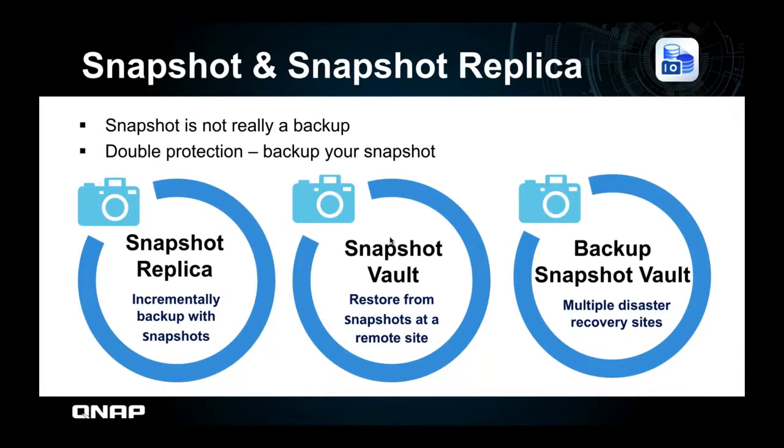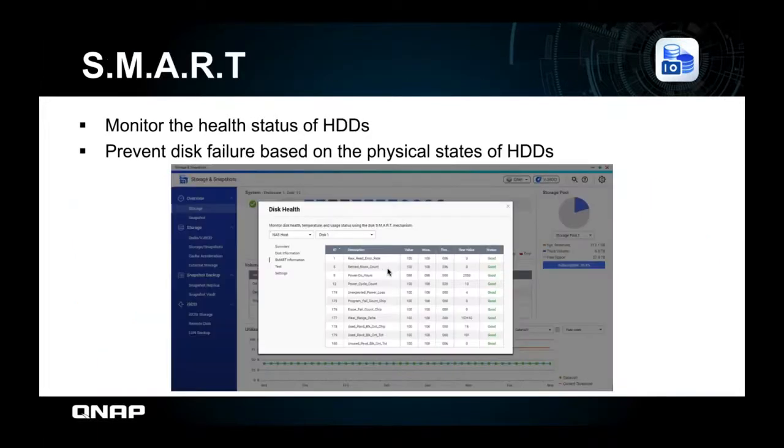Now, snapshot is not a backup. Snapshot is versioning. So if maybe your hard disks were to all die, or the NAS got burned up in a fire, you would still lose your data. But Snapshot Replica is a backup. Snapshot Replica allows you to replicate a volume or LUN to another NAS or even to multiple NAS. And so a snapshot replica is a backup with versioning. Then from your snapshot vault, you can access any of your snapshot replicas, and you can restore a snapshot from your snapshot replica on another NAS.